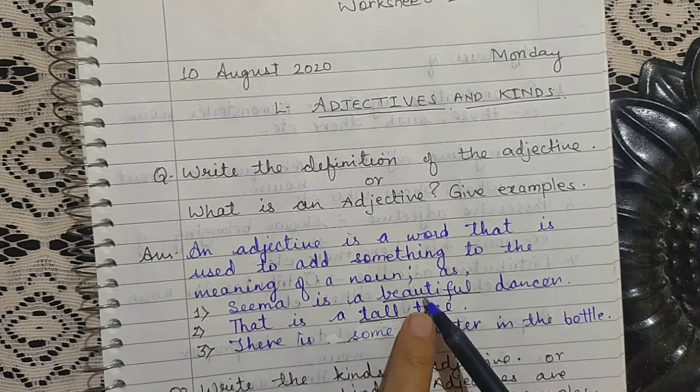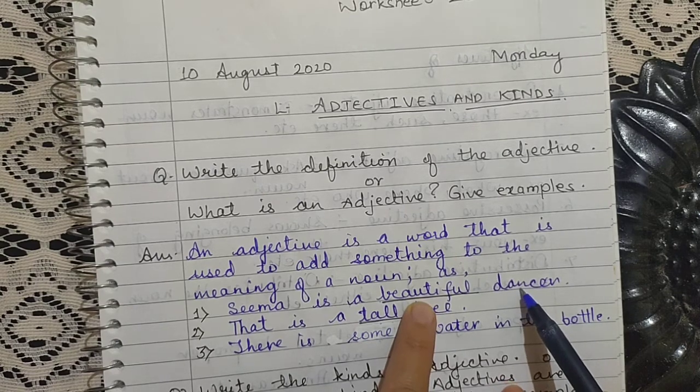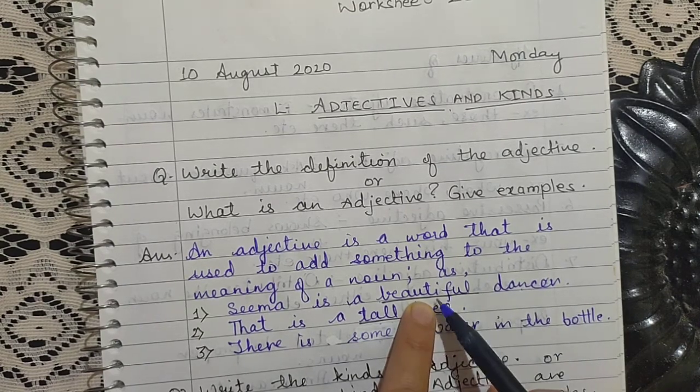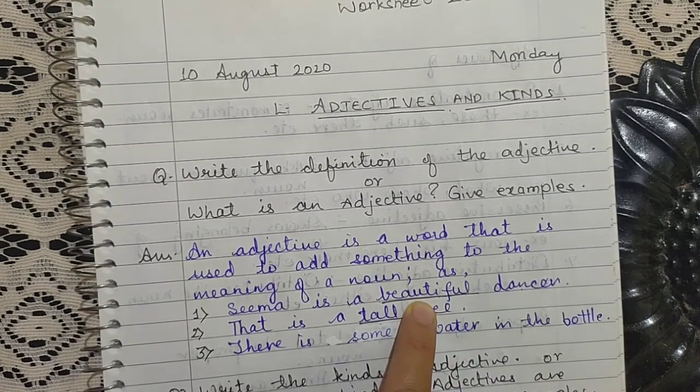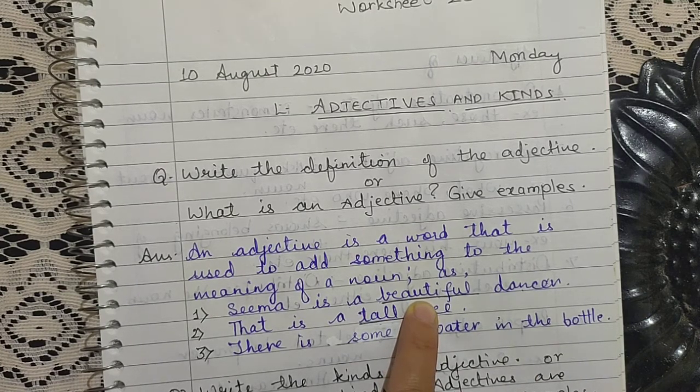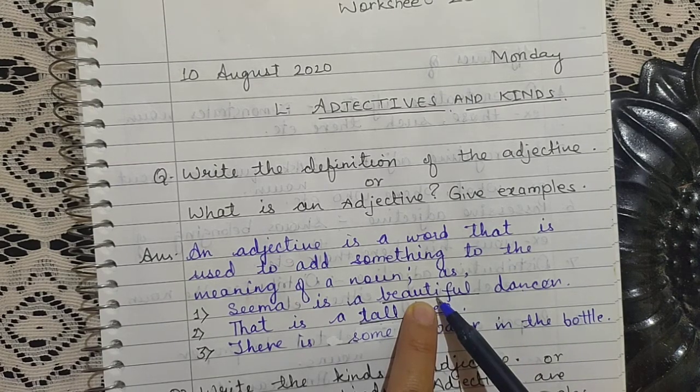If I am adding here beautiful, what kind of dancer is Seema? The word beautiful describes that Seema is a beautiful dancer. Now you know what kind of dancer she is. All right, so beautiful is explaining the kind of dancer she is. So beautiful is the adjective here.